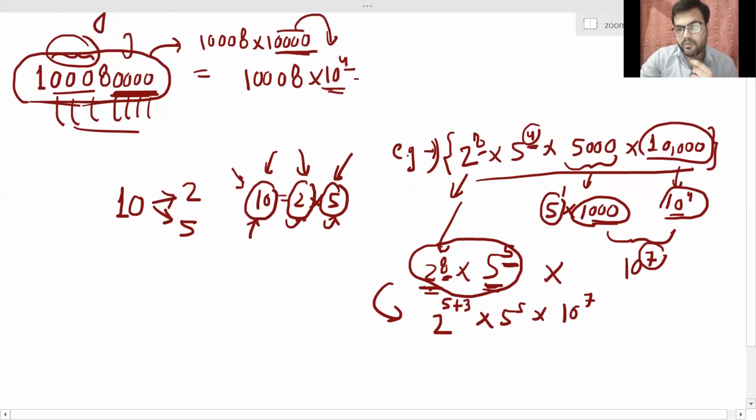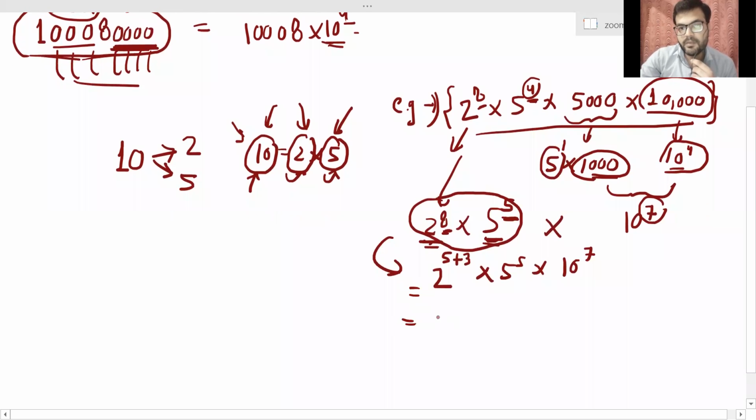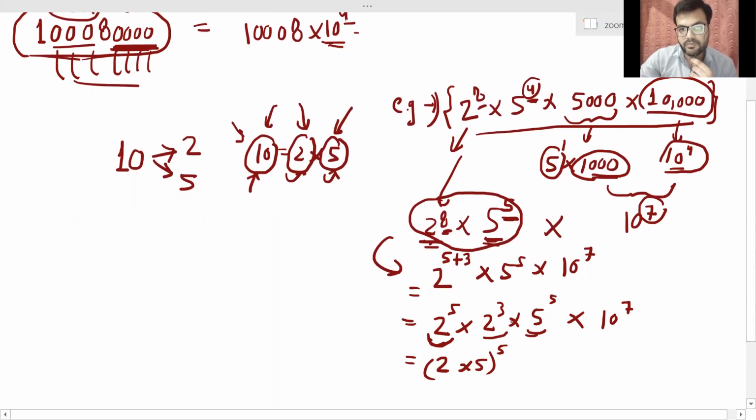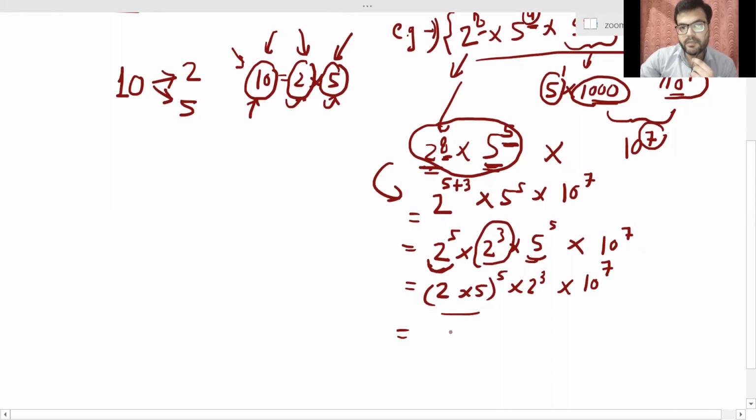Clear? Now this can further be written as 2 raised to the power 5 into 2 raised to the power 3 into 5 to the power 5 into 10 raised to the power 7. Now, this 2 raised to the power 5 and 5 to the power 5 can be written together with each other. So, this can be written as 2 into 5 to the power 5 into this will be your 2 cube into 10 raised to the power 7. Fine. So now this will become nothing but a 10. Okay, 10 raised to the power 5 into 2 cube into 10 raised to the power 7.